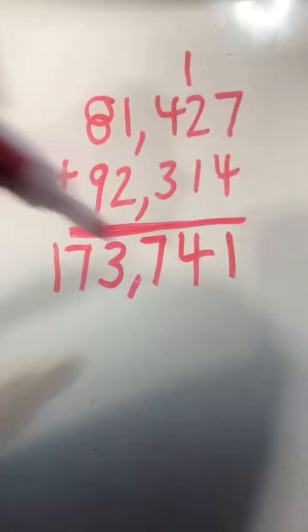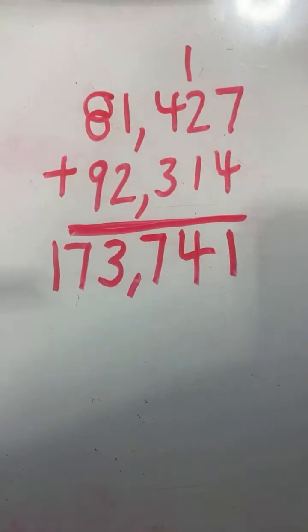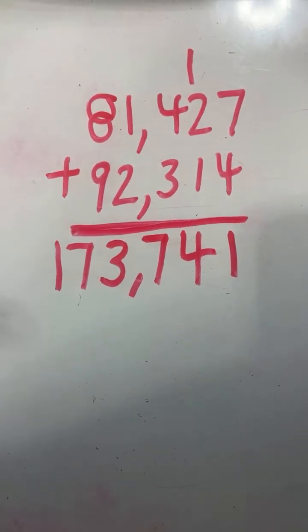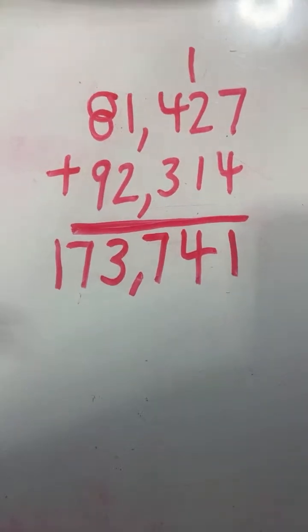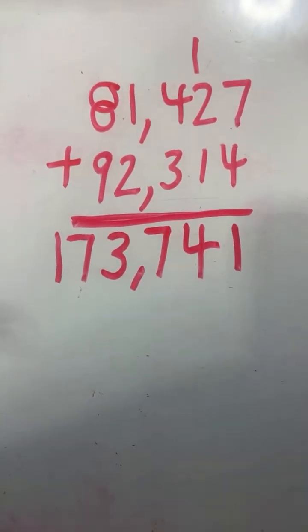Every 3 digits we separate with a comma. And we have our final answer: 81,427 plus 92,314 equals 173,741.